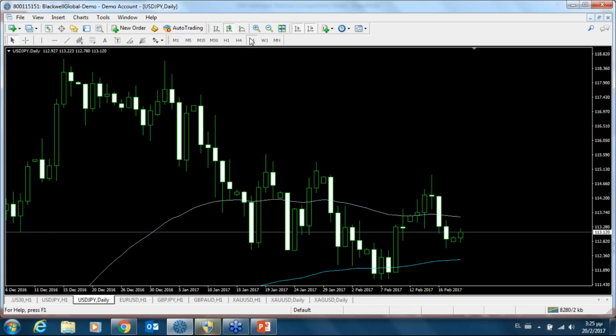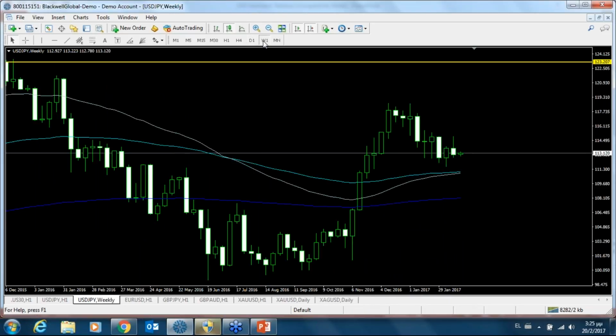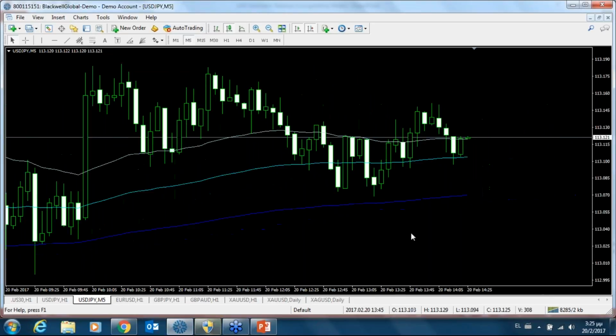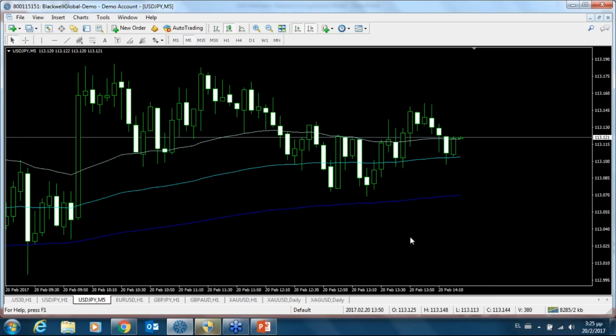Then when you go into the daily chart, you've got more uncertainty again. Then as you go on and on, we could see some sort of hope for an upward type move, but again, this is based on the weekly and the monthly. But everything else from 5 minutes or so, it's really not sure. So I want to give you that example for USD JPY.